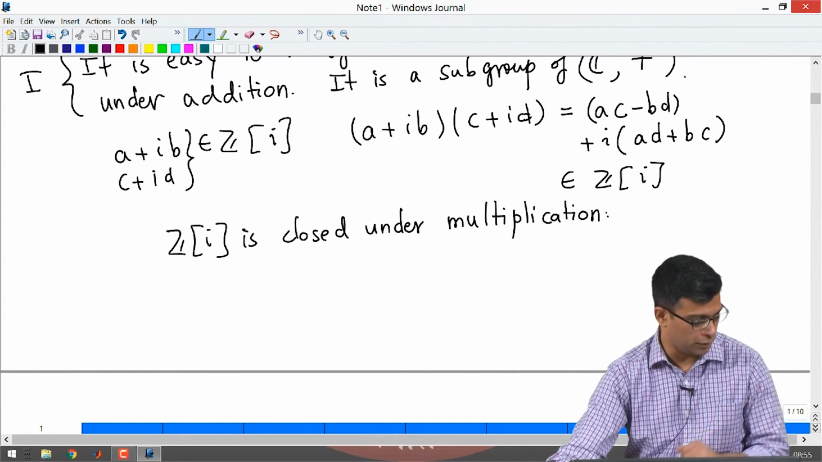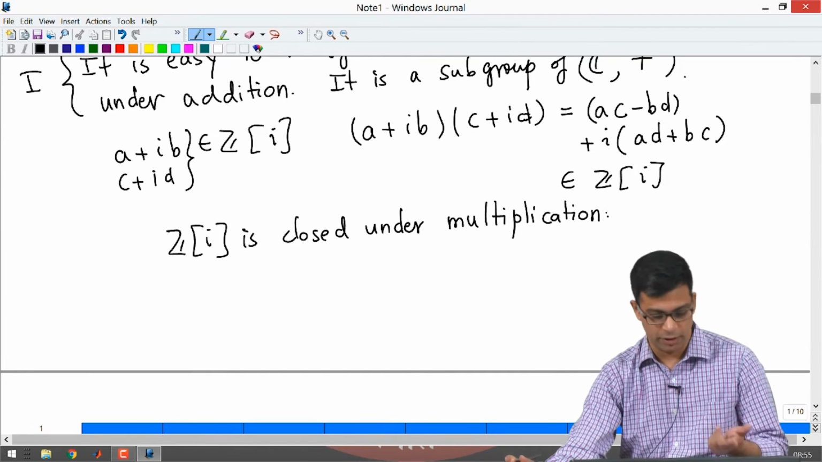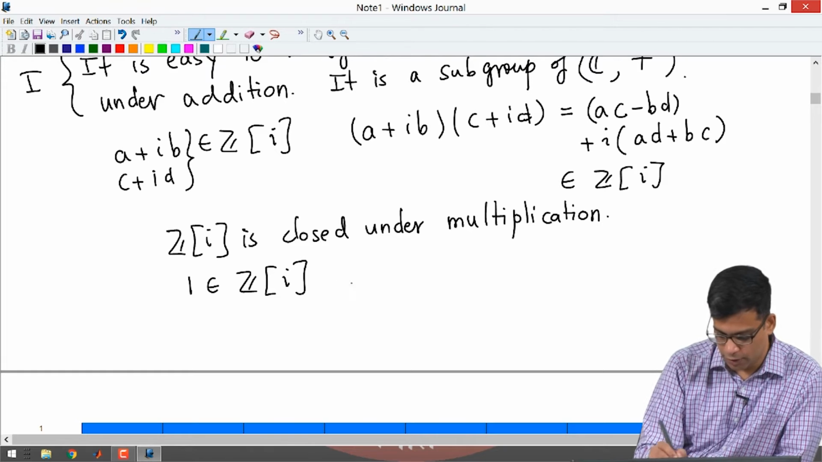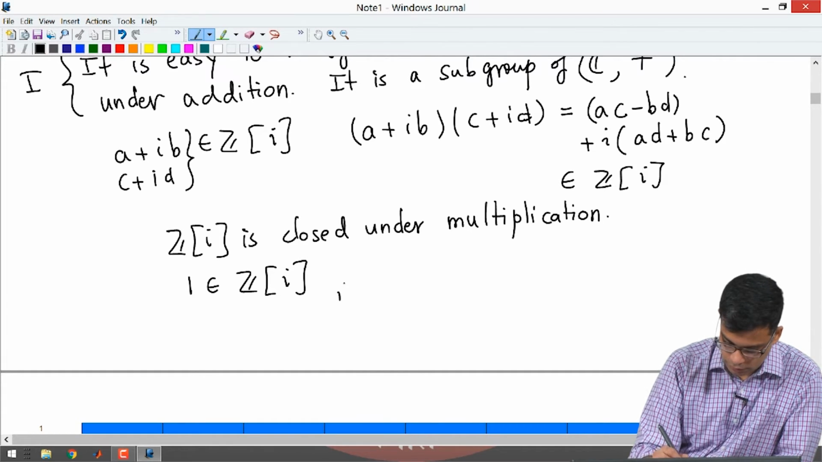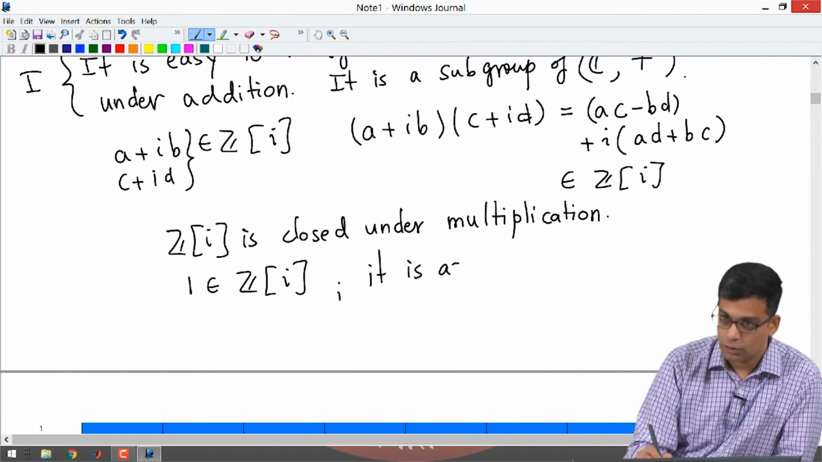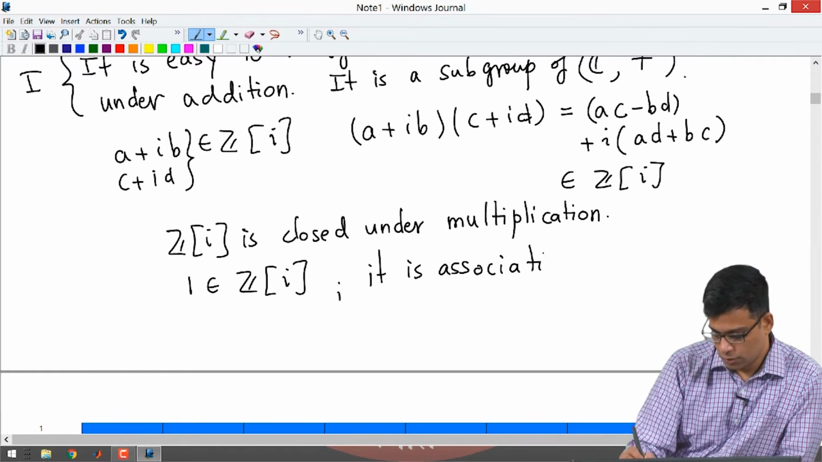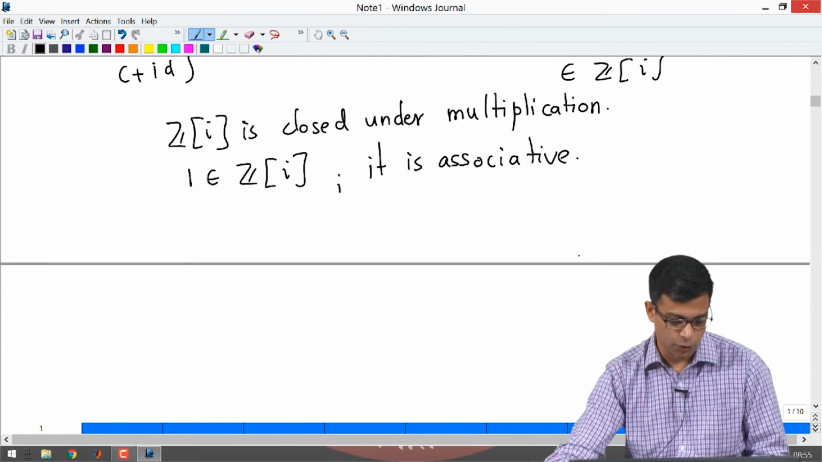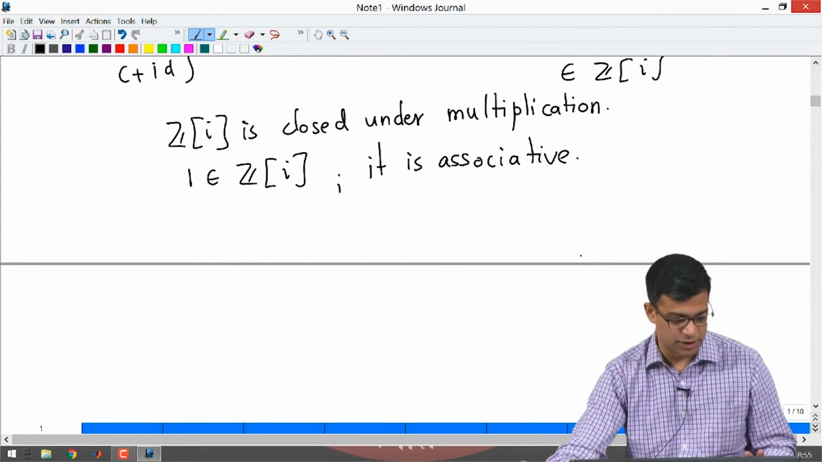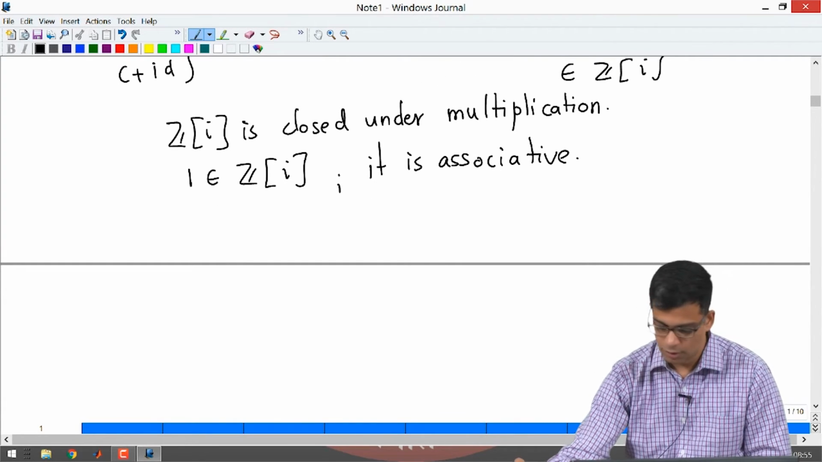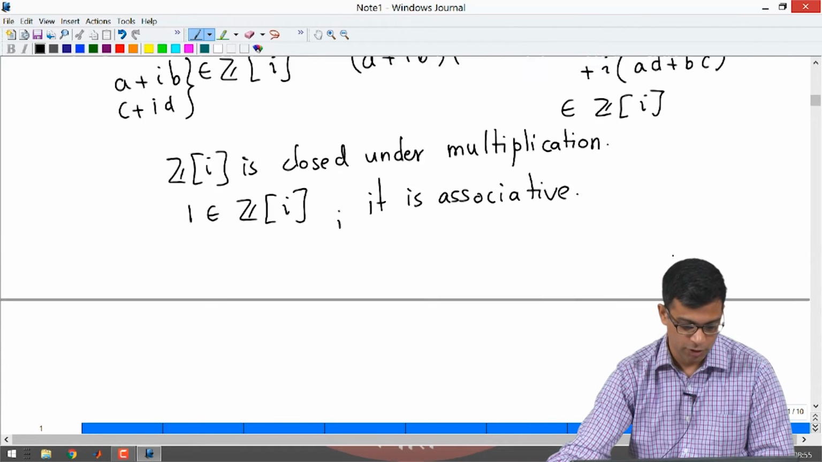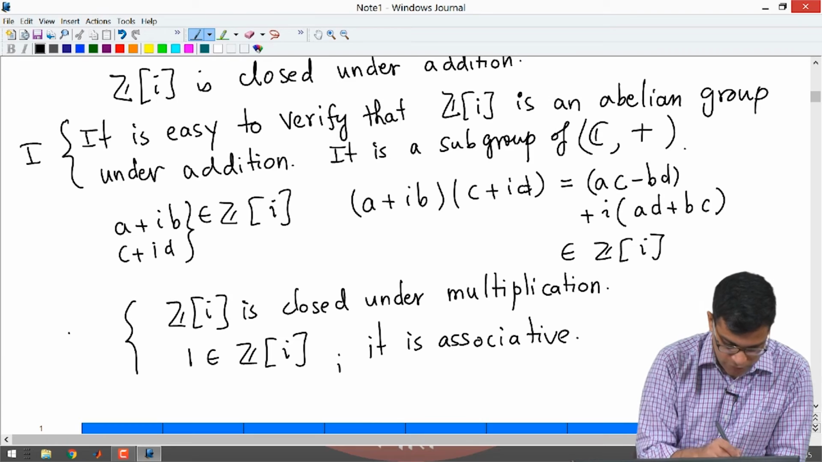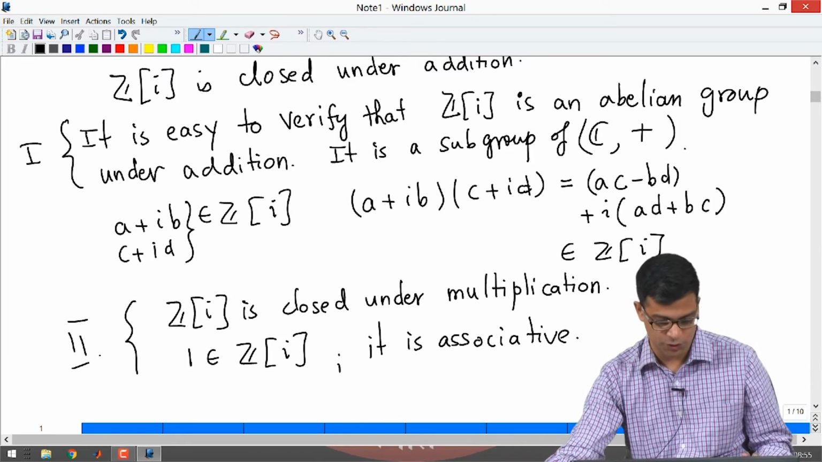So, it is closed under multiplication, which is an important property for a ring. There is a multiplication on the set and it has identity. One is in Zi, and it is associative because this follows directly because the complex number multiplication is associative. It has some other properties that I will talk about once I discuss the formal definition of a ring. Okay. So, this is the second property, so I will label it as 2.